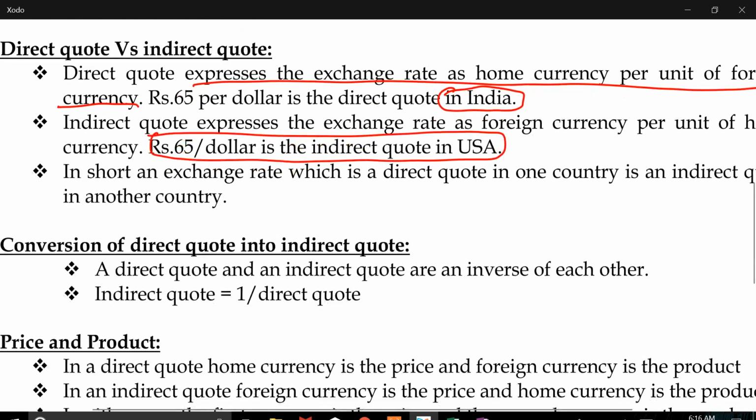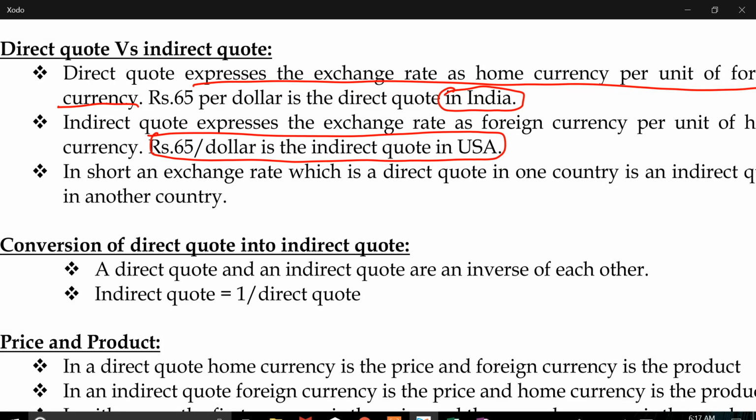Now somebody says the price of an apple is rupees 20 per apple. If I have to convert this and I ask, with 1 rupee, how many apples can I buy? Rupees 20 per apple is the price. With 1 rupee, how many apples can I buy? 1 by 20, or 0.05.